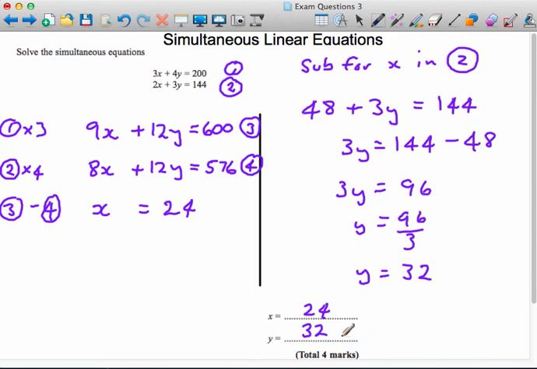And just before we leave the question, let's check that works for both of them. 2 lots of 24 is 48, 3 lots of 32 is 96, 48 plus 96 is 144. What about the top one? 3 lots of 24 is 72, 4 lots of 32 is 128, and 128 plus 72 does give us 200. So we can be confident we've got the correct answers.